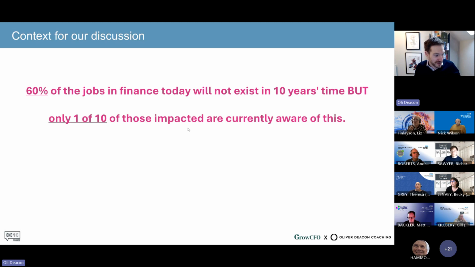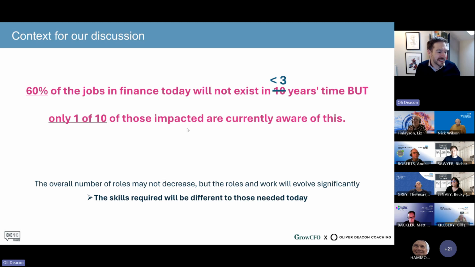And those CFOs did not say 10 years or 7 years, folks. They said 3 years, and so it is now less than 3 years until 60% of the roles in finance today are really going to be different from what they expect.